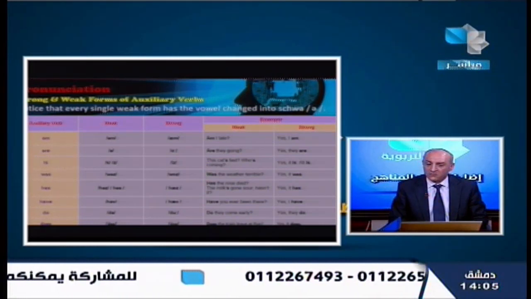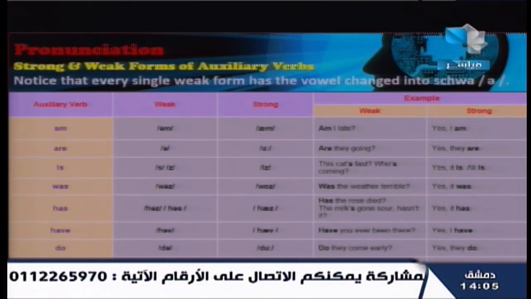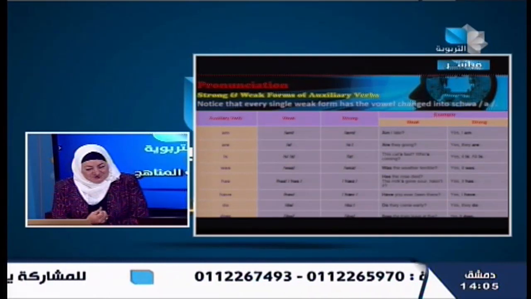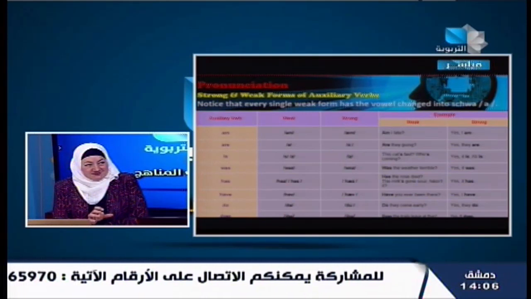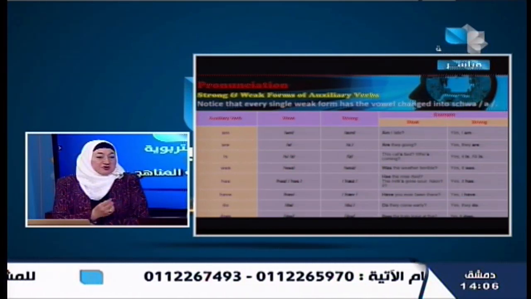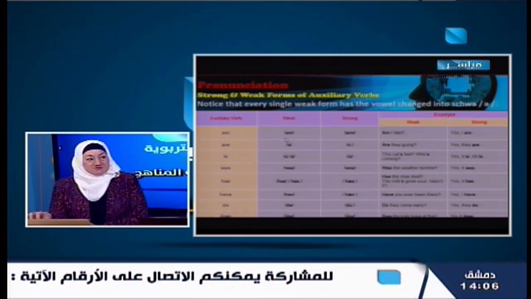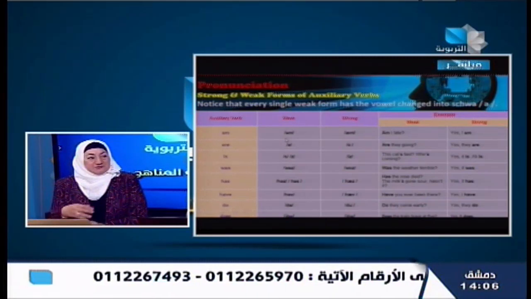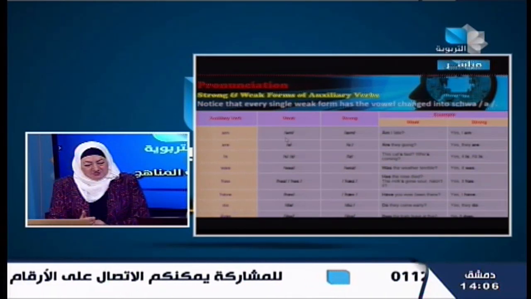Ms. Hanan, we need details from you, please. When we say strong form, like the verb am, when it is in the strongest form, it should be long. But when it is in the weak form, it should be short. Auxiliary verbs are pronounced in the weak form when they are in the context of the speech. But if they are not followed by any other word, maybe if they are at the end, we use the strong form. Exactly. Good.